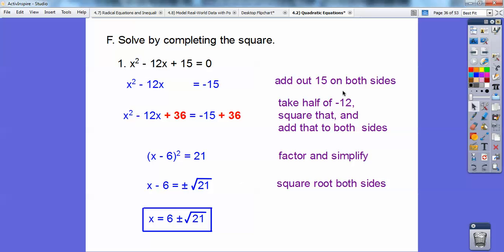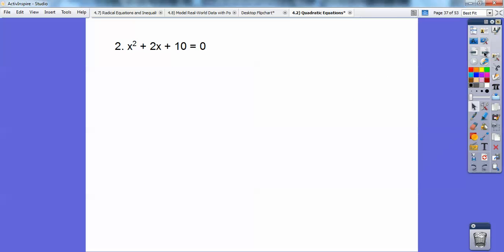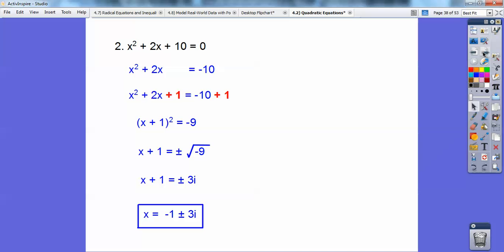This goes super fast, you guys. Watch. Here we go again. Okay, notice there's no factors of 10 that add to 2, so I'm going to add out 10. So I'm going to subtract 10 on both sides. Okay, and then I'm going to take half of 2, which is 1. 1 squared is 1, so I add 1 to both sides.